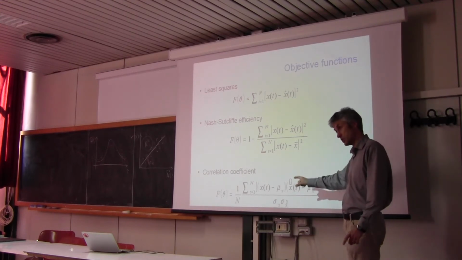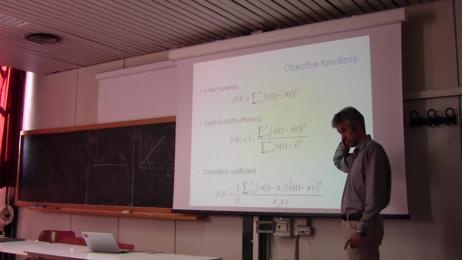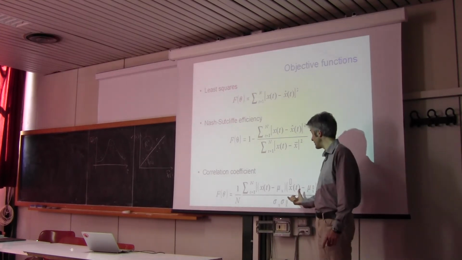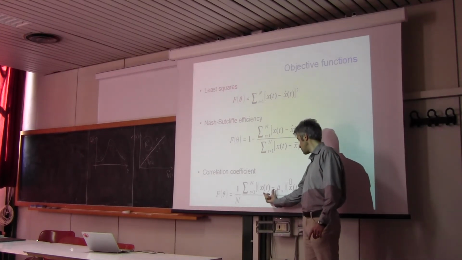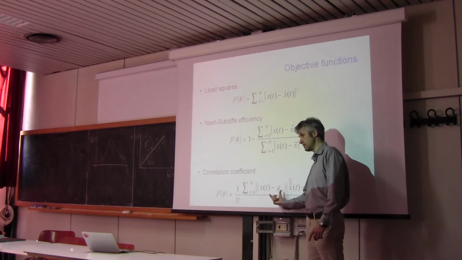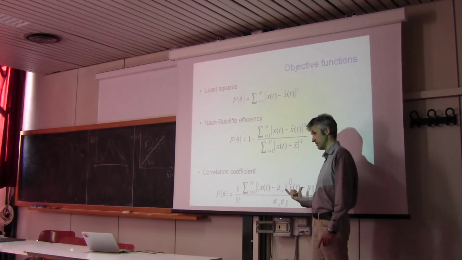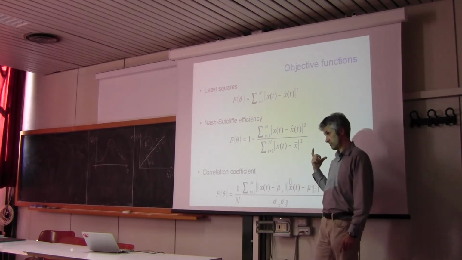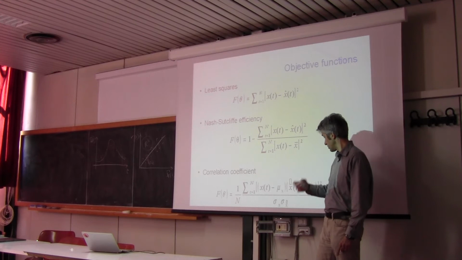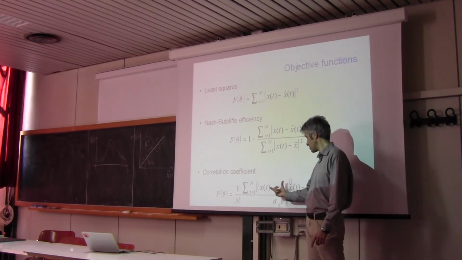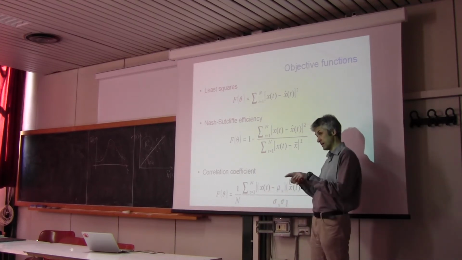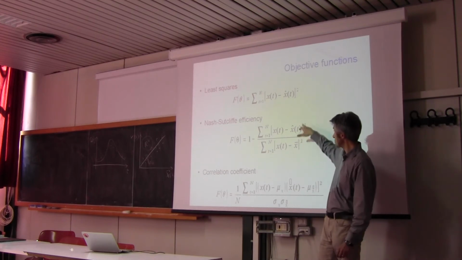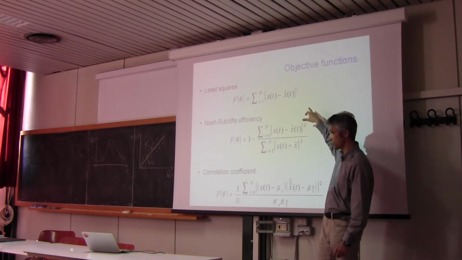But in any case, this is a squared measure. It's a squared measure because you see that there is a multiplication. X here is multiplied by itself. So this is again a squared measure. You see that observed and simulated are multiplied. And even in these two it is more evident that we have a squared measure.